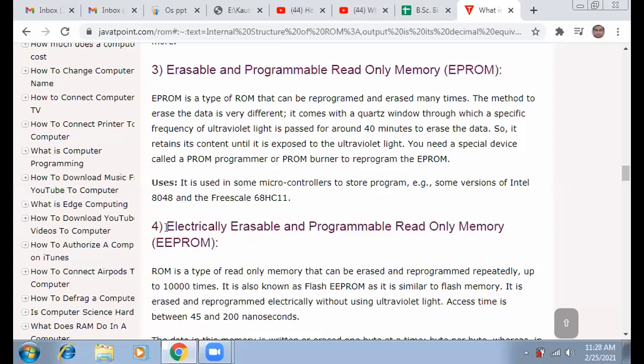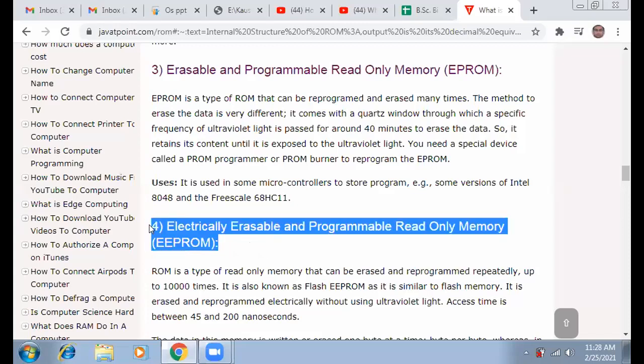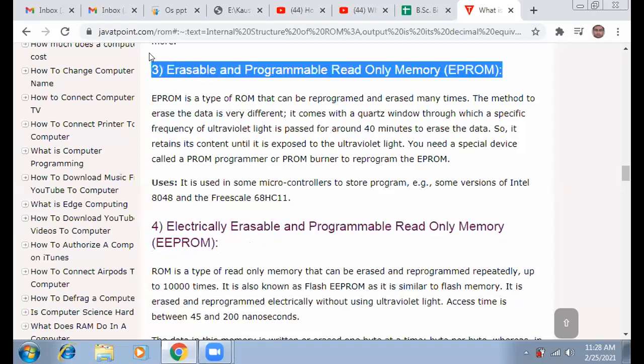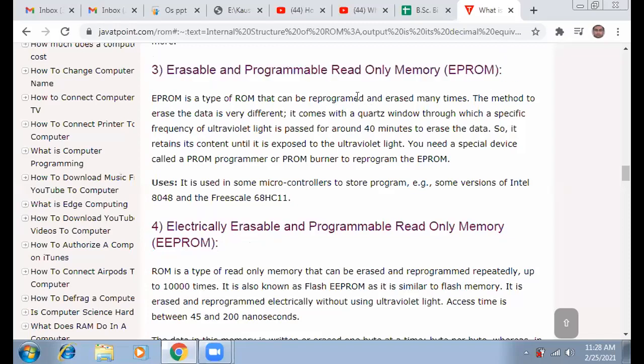Because with electrically erasable memory, the erasing or reprogramming technique can be done easily with the help of EEPROM instead of EPROM. To erase or reprogram the data in the case of EPROM, we have to use a specific frequency of ultraviolet light, which is passed for around 40 minutes to erase the data.